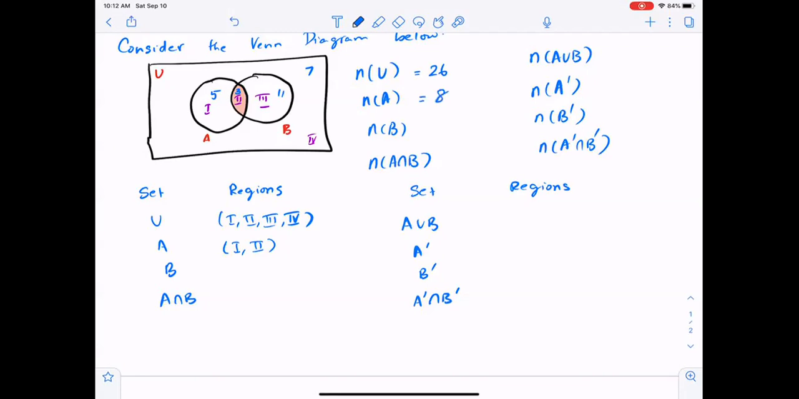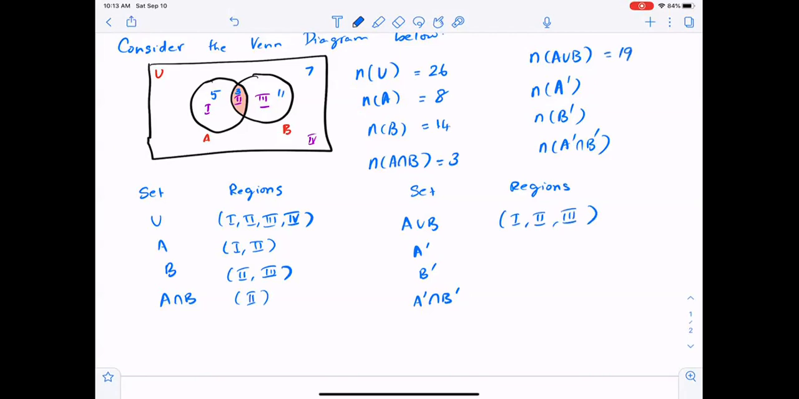For B, I would have 2 and 3. So 3 plus 11, I got 14. The region that is common to both A and B is region 2. So I will have 3 elements. The region that would correspond to A union B is 1, 2, and 3. So if you add those counts, we would have 19.